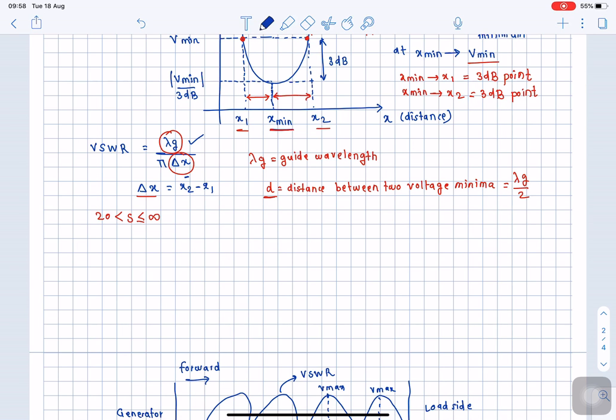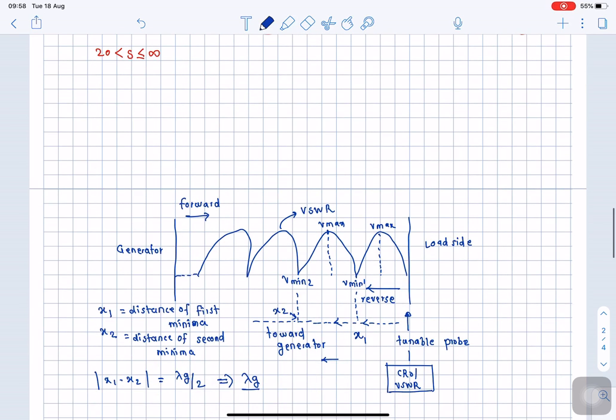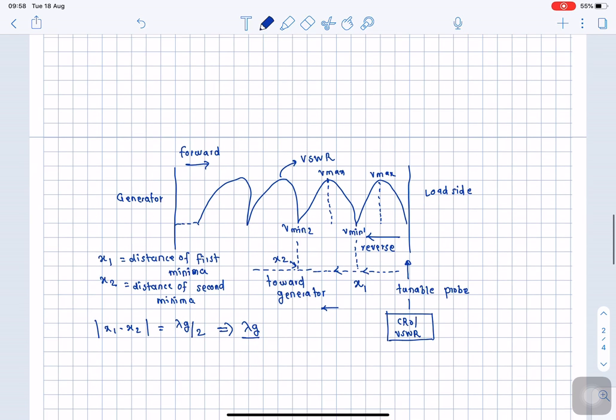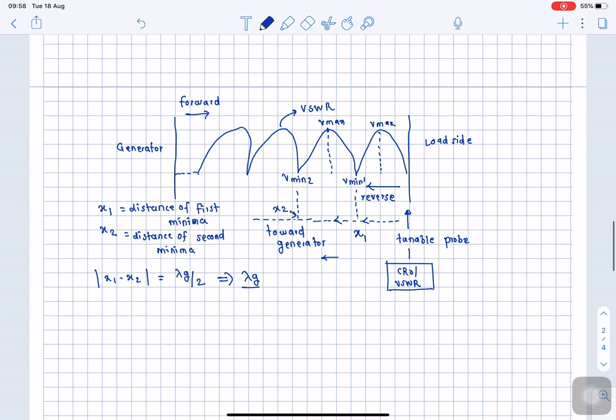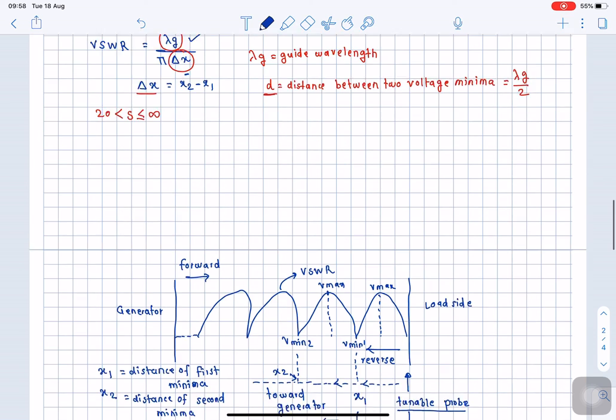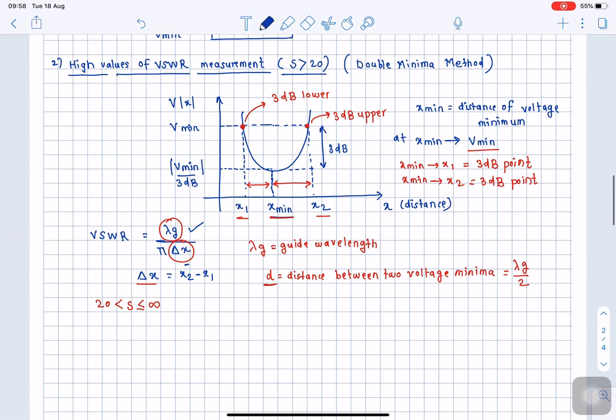Okay, and what is the procedure to measure this delta x? So the delta x relates with minimum voltage. Here, first of all, you bring the position of the tunable probe at the first voltage minima. Now this x1 will become x min, right? So this x min is over here, this is that x min.